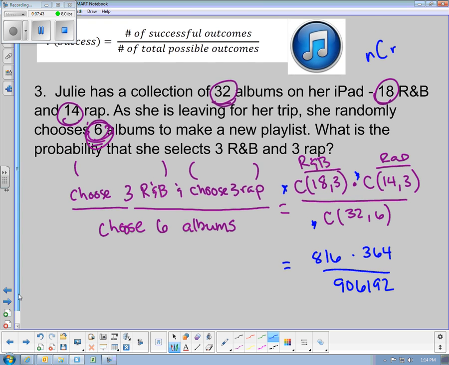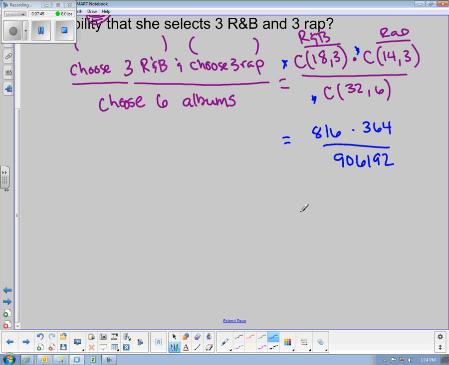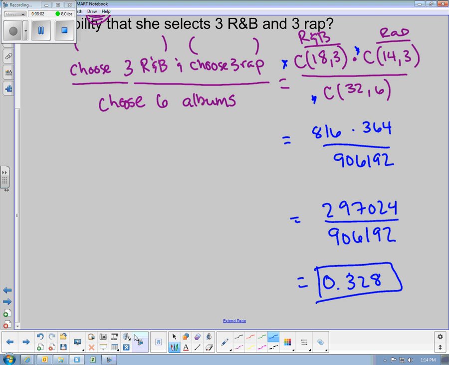So I'll keep going here. This gives me 297,024 divided by 906,192. Big numbers here that we're dealing with, but what it boils down to is a decimal or a probability of 0.328. Okay, so that's our probability there.